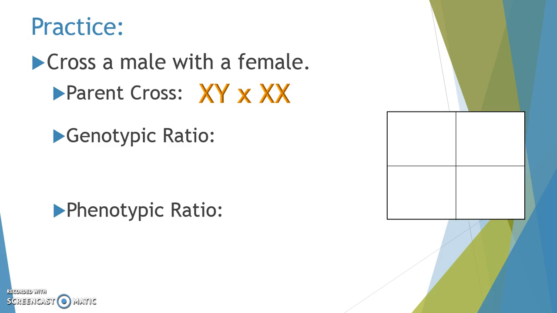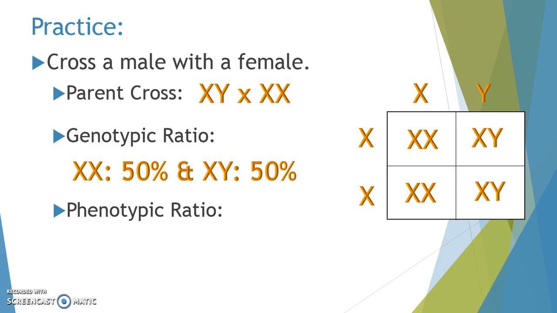So when we put the parent cross together, we have XY times XX. And we put the male alleles across the top and the female alleles down the side, and we cross them together, keeping the X's first because it's alphabetical. So the first box would be XX, second box XY, third box XX, and fourth box XY. So when determining the genotypic ratio, there is a 50% chance of having a child with the genotype XX and a 50% chance of having a child with the genotype XY.